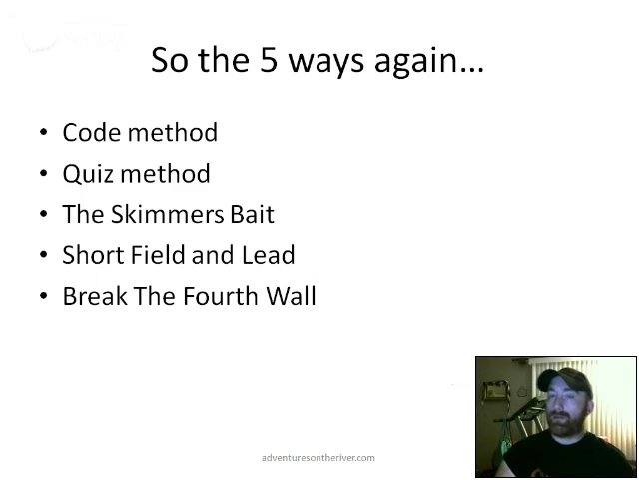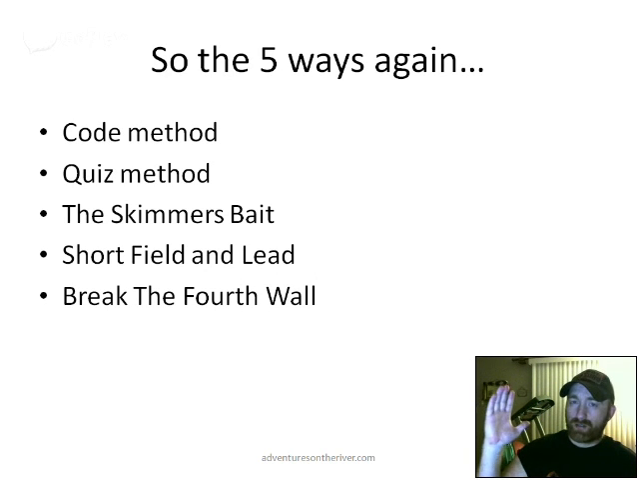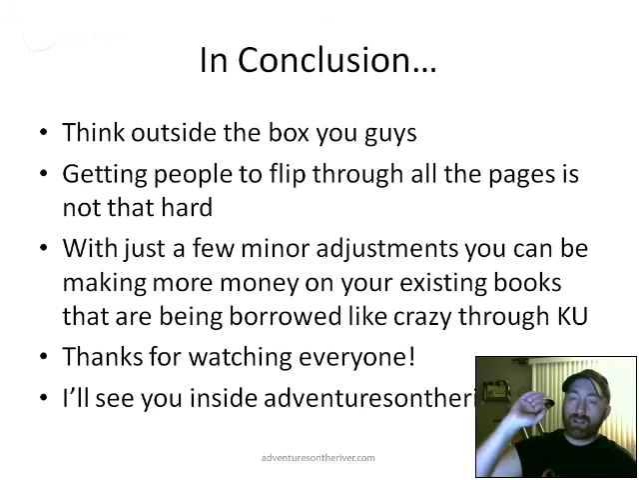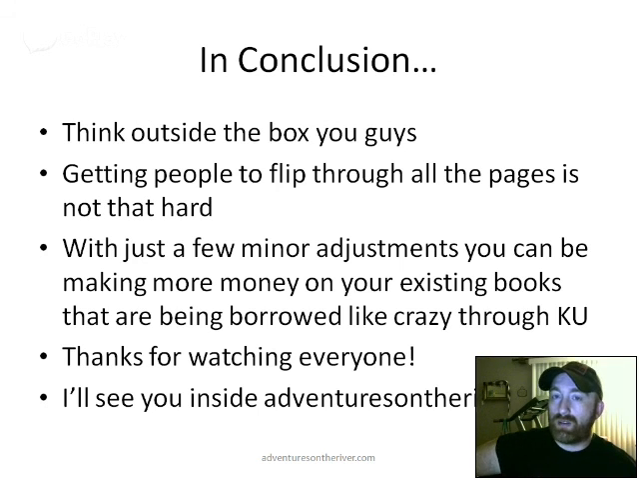So the 5 ways again: code method, quiz method, skimmer's bait, short field and lead, and breaking the fourth wall. These are 5 ways that you can inspire people to flip through every single page in your book, thus maximizing your revenue, so they're actually getting paid for those KU borrows, right? In conclusion, think outside of the box, you guys. There's a lot more than 5 ways to make this happen. Getting people to flip through all the pages is not that hard, all right? You just need to think about it.